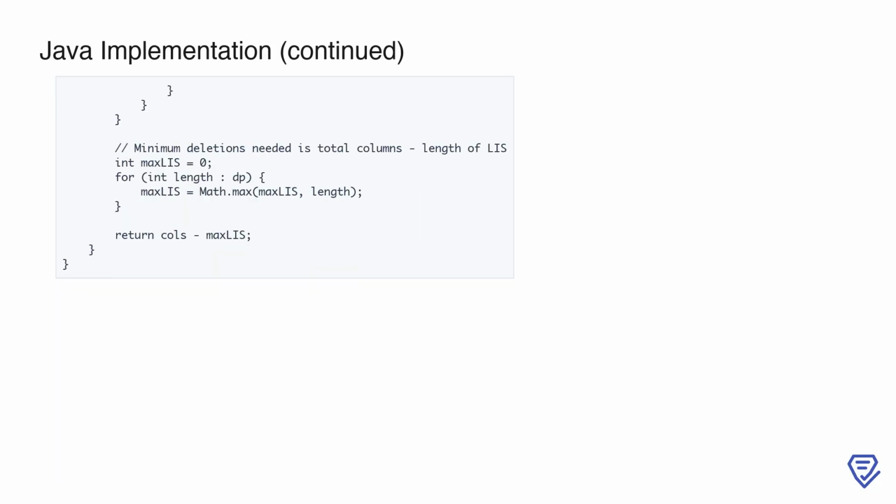After completing the nested loops, the next step is to calculate the longest increasing subsequence across all columns. To do this, we iterate through the DP array to find the maximum value, which represents the length of the longest increasing subsequence, or LIS. Finally, the minimum number of deletions required to make the columns sorted is calculated as the total number of columns minus the length of the LIS. This is because the LIS tells us the largest subset of columns that can remain in sorted order, so the rest of the columns must be deleted. The method then returns this result, completing our implementation. This approach ensures that we efficiently determine the minimum deletions needed while adhering to the constraints of the problem.